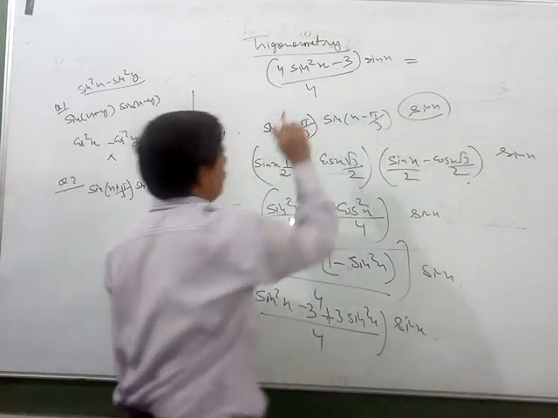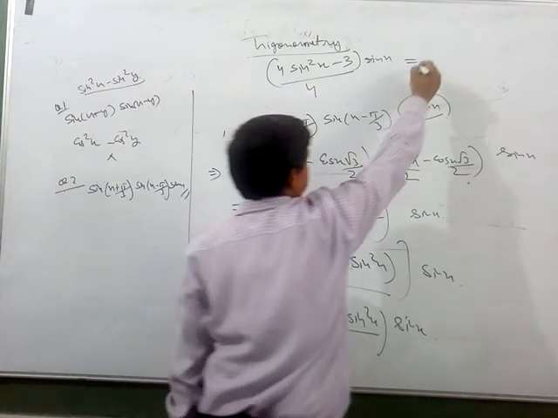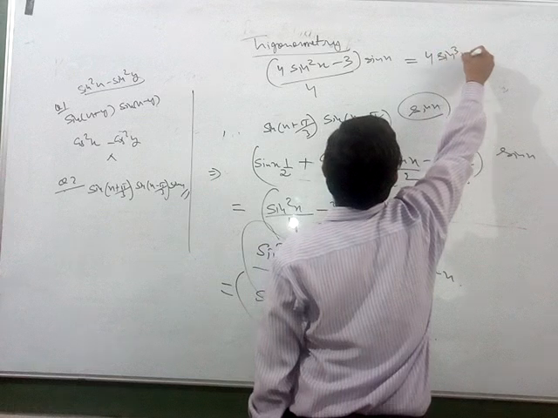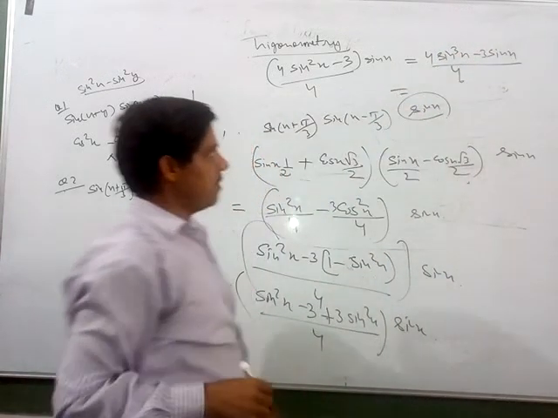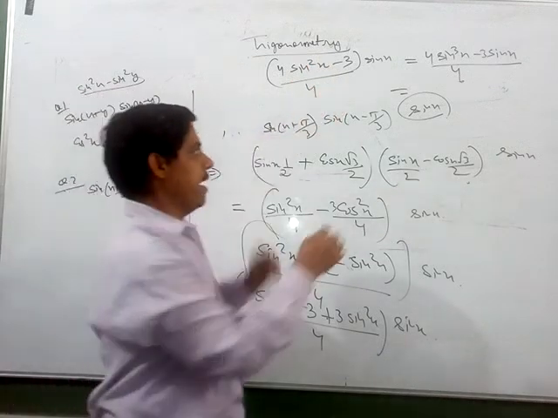So you will get 4 sin cube x minus 3 sin x upon 4. Now this is equal to minus sin 3x upon 4.